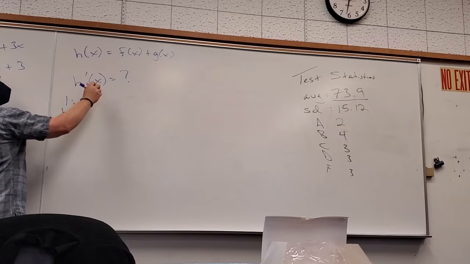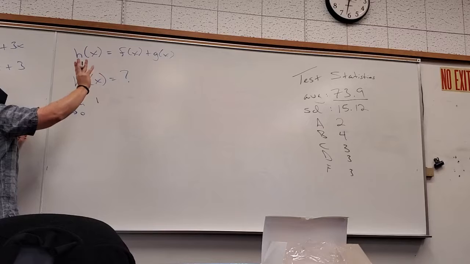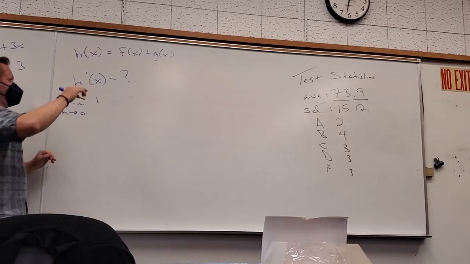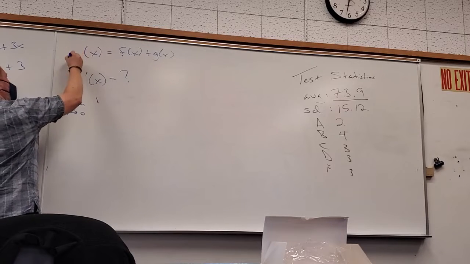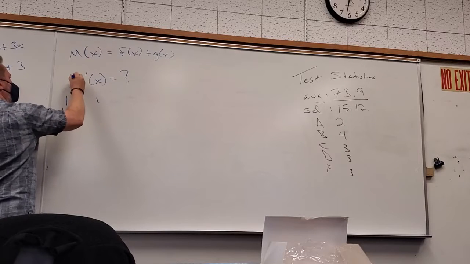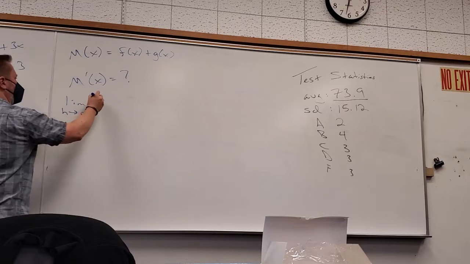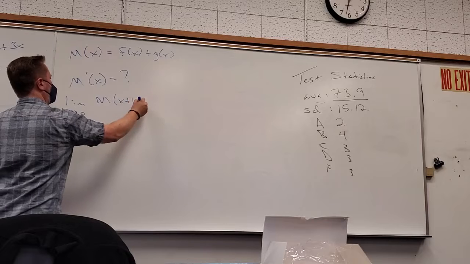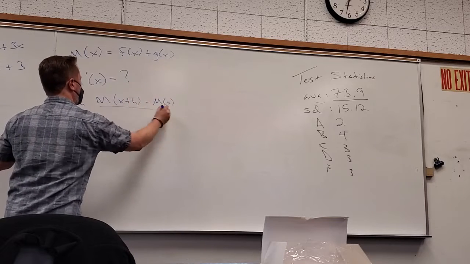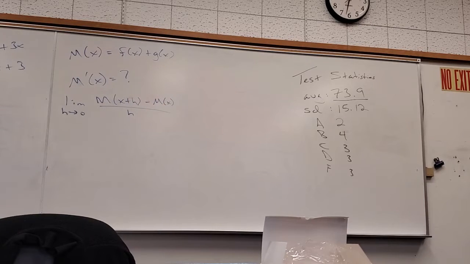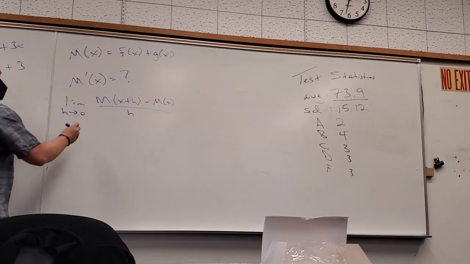So this is asking me for h prime. Let me do this. Let's make this capital M. You understand why? Because h is going to mean its own thing here in a second. So this is the limit definition. Everybody see now why I can't call it h of x? What is M of x plus h?